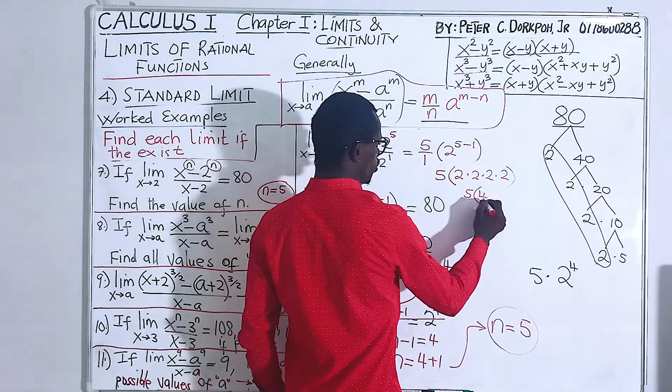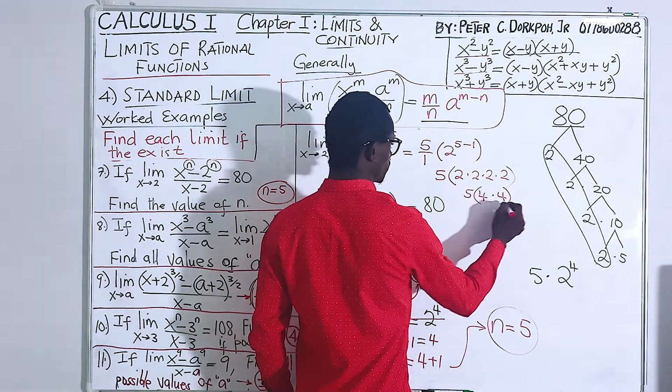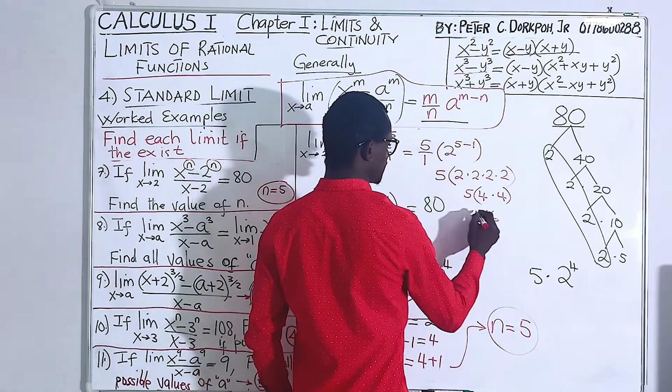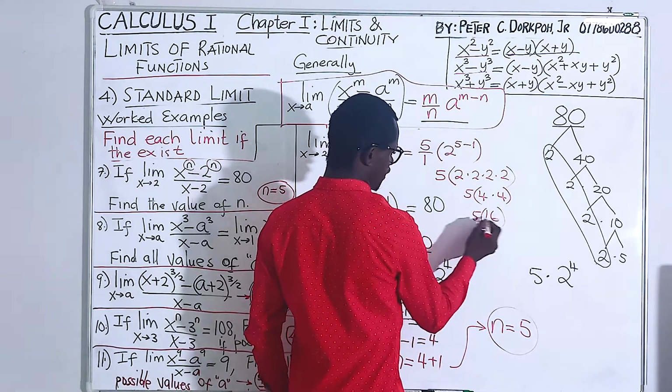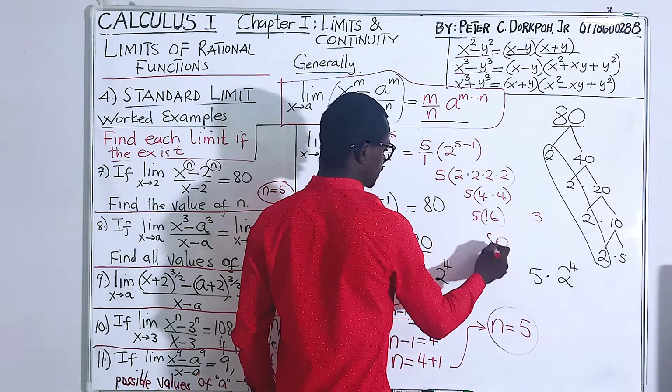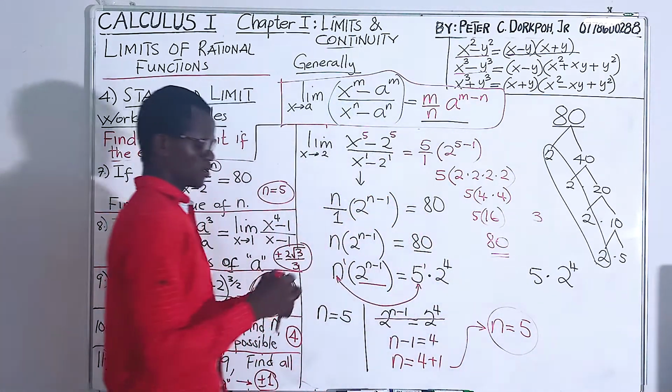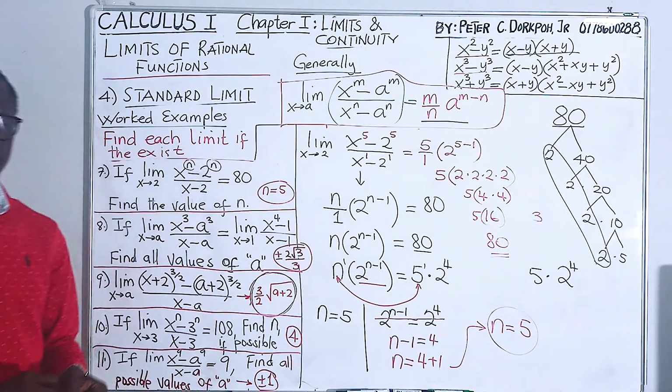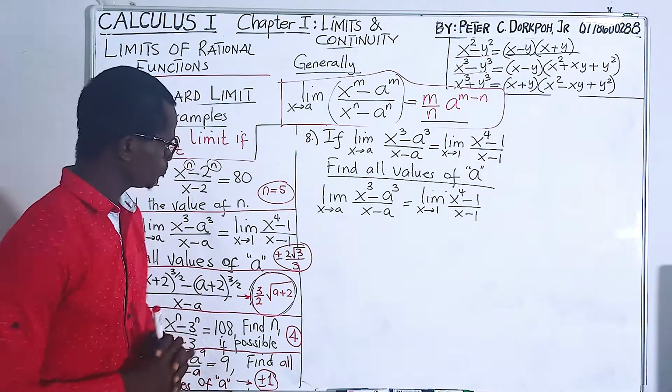2 times 2 is 4. 4 times 4 is 16. 16 times 5. 5 times 6 is 30, you carry the 3. 5 times 1 is 5 plus 3 is 8. So our answer is correct. Let's do the next problem.